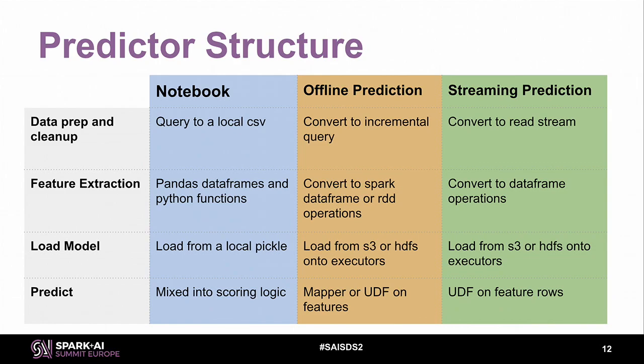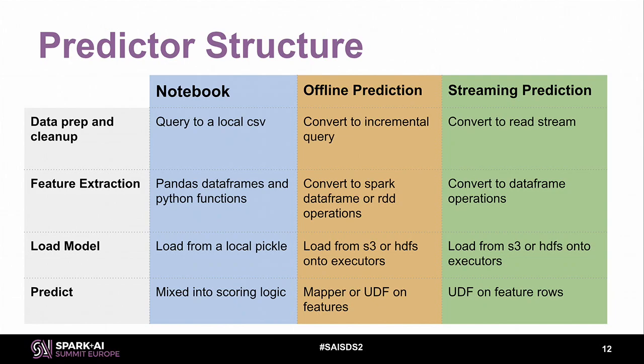Feature extraction is almost always pandas data frames for our data scientists. And then loading the model, they'll store it and load it in a pickle locally. This isn't versioned. There's no clean management of being able to switch between them. And then the prediction is mixed into the scoring logic, so it's not broken out cleanly into something that we can take and ship in an automated way.